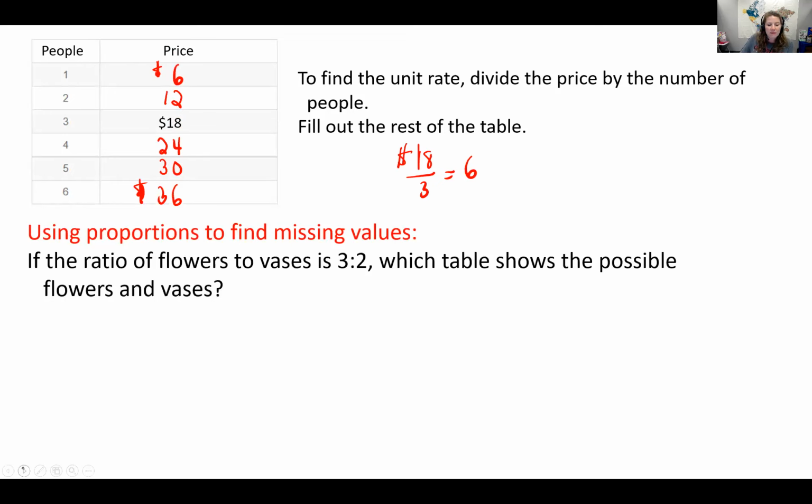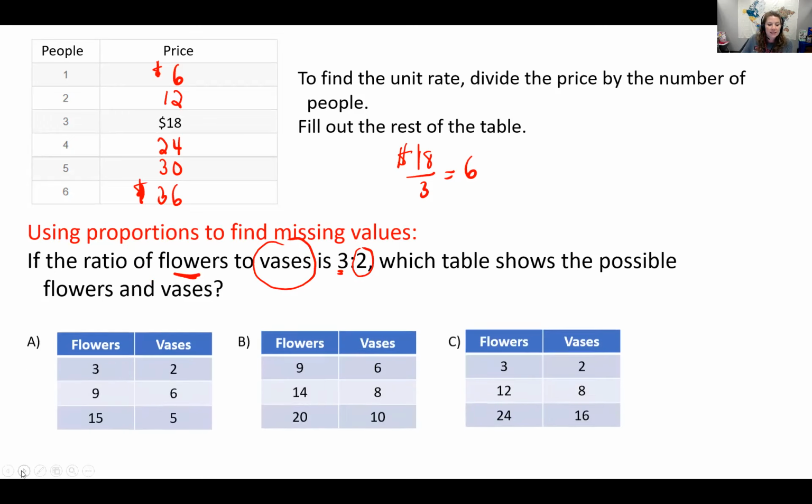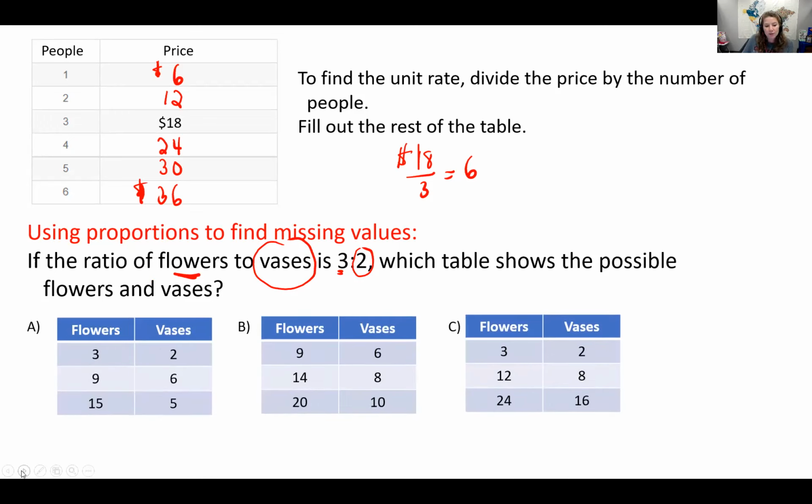All right, if the ratio of flowers to vases is 3 to 2, which table shows the possible numbers of flowers and vases? So flowers goes with 3 because it's the first word, and vases go with 2. So for every 3 flowers, there are 2 vases. So which table is true based on that scenario? So here I see 3 to 2, 3 to 2. So both of those would make sense. What about 9 to 6?